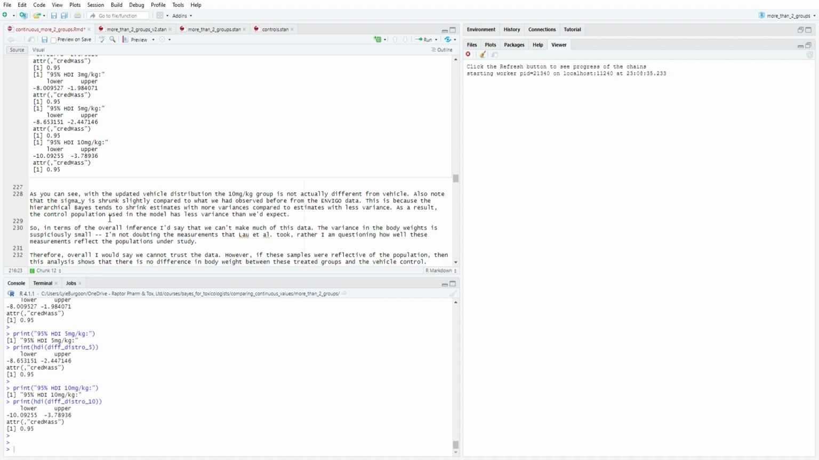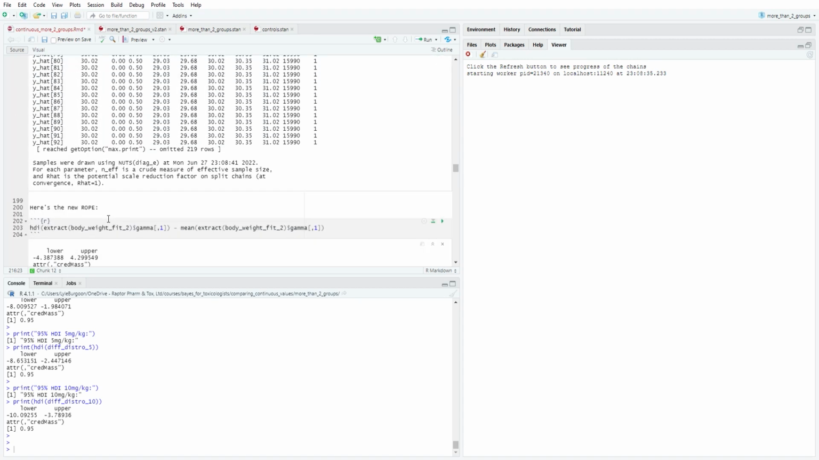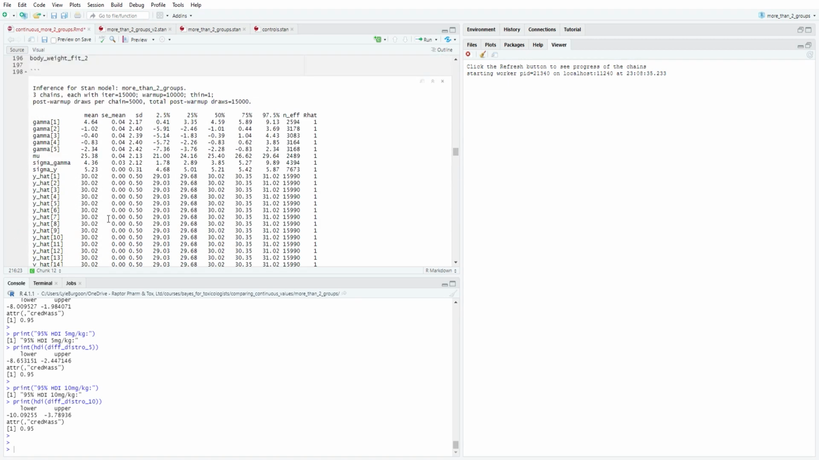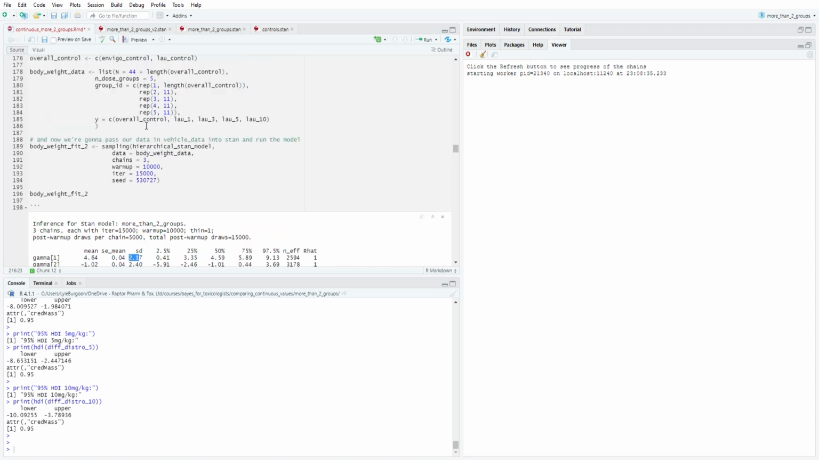So the hierarchical Bayes also tends to shrink the estimates with more variance compared to estimates with less variance. So as a result, one of the things that we notice if you compare this result to the previous model is that the control population probably has less variance. So let's take a look at that. If we go up to gamma 1, a standard deviation of 2.17.